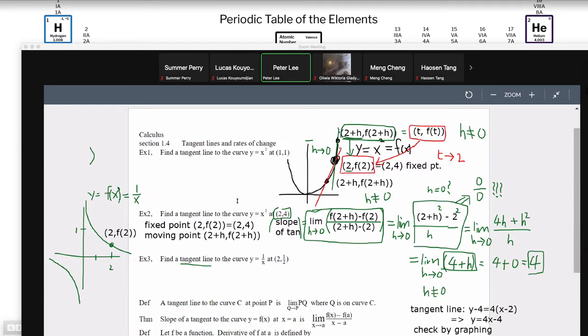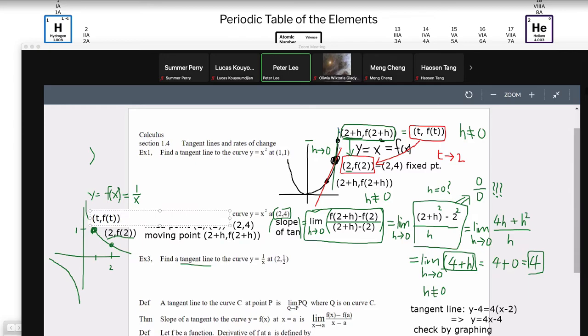So now in order to find the slope, what do we do? We need to have another point here, another moving point. This guy is the fixed point. And now what we want to do is pick a point here. It doesn't matter. You can just pick a point here, and that will be a moving point. So this time I am going to call this point, let's do it differently this time, t comma f of t.